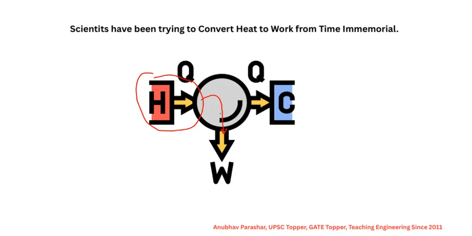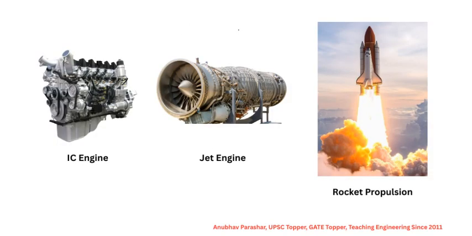But in today's world, if you see, we have been able to convert heat into work very successfully. And the examples of our success are IC engines, which we use in our automobiles, jet engines, which we use in our aircraft, and rocket propulsion. Through all these technologies, we have been successfully converting heat energy, which is generated by combustion of the fuel, into successful work. That is driving of the car or the aeroplane or the rocket.